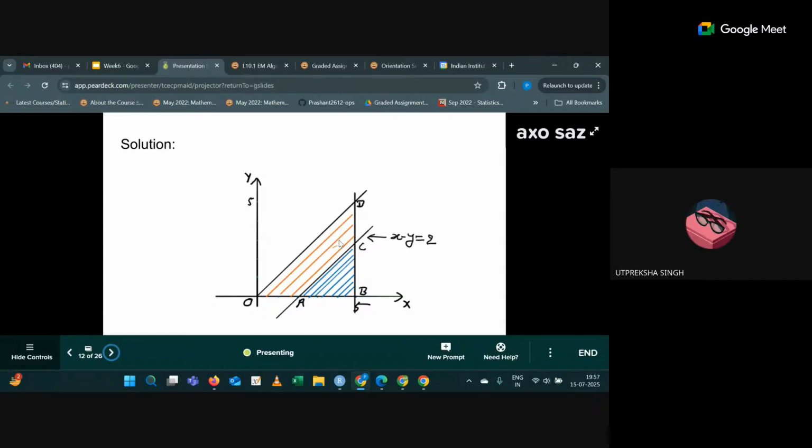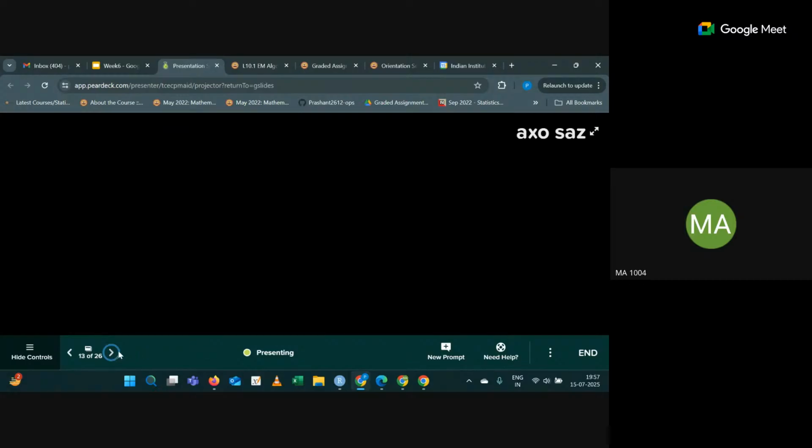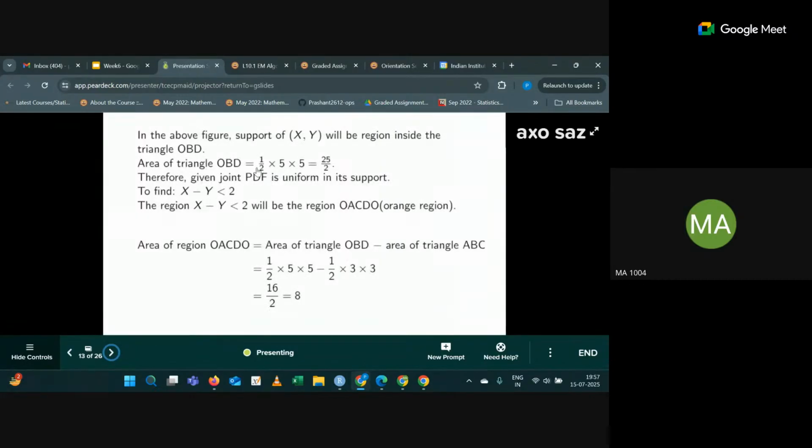This is one way to approach. So I'm interested in this orange region. How can I calculate the orange region? It means OACD. If I subtract the area of OBD, the big triangle, minus the blue triangle, then I can get the orange one. That is one of the ways, right? So what I will do in the next question. Okay, let's not do it like this.